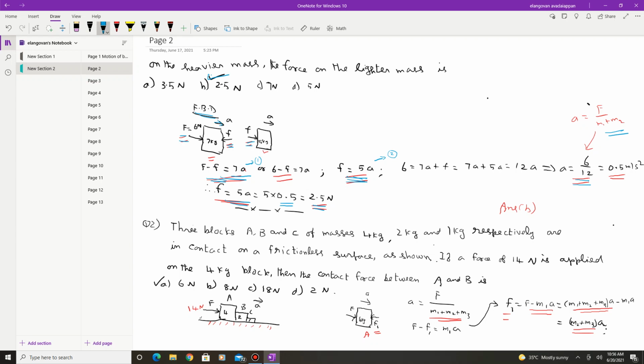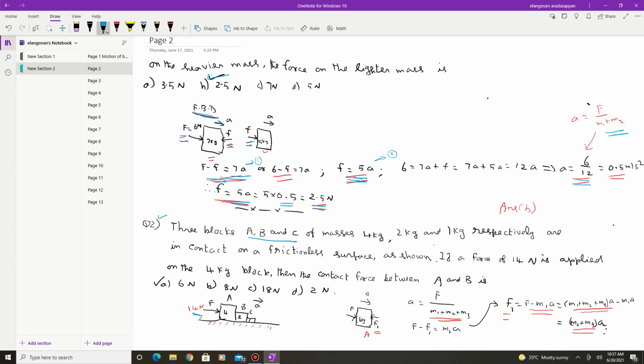Now we consider problem number 2. Here we consider 3 blocks A, B, C of masses 4 kg, 2 kg, 1 kg respectively, in contact on a frictionless surface as shown. So the diagram is given. If a force of 14 Newton is applied on the 4 kg block, then the contact force between A and B is to be found.